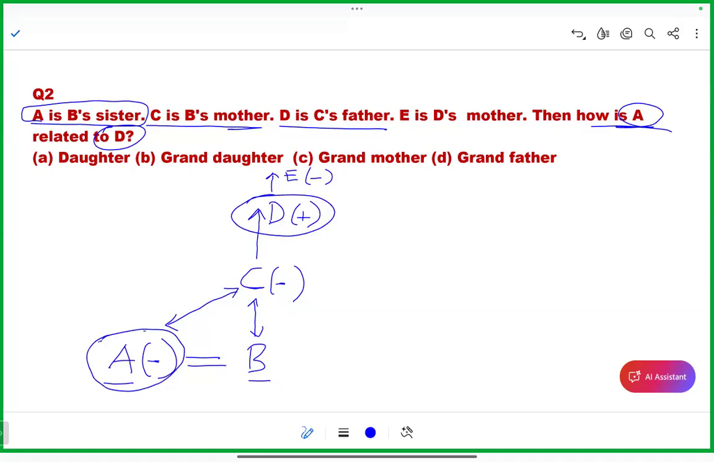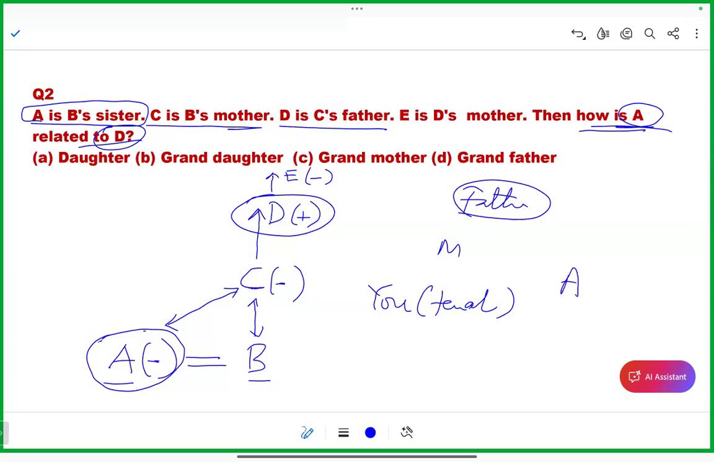From that angle, you have to see what is the relation between you, who is a female, and your mother's father. Your mother's father is your grandfather, right? But how is A related to D? So you have to understand that question also.